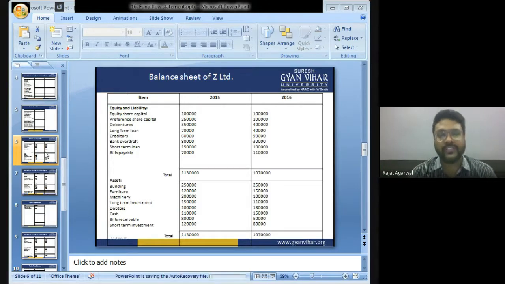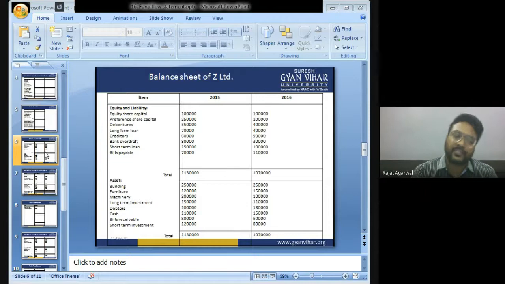Long-term loan was 70,000 in 2015 and only 40,000 in 2016. So has long-term loan increased or decreased? It is decreased. It means we have repaid. If we repay the long-term loan, it is an application of fund. We will not consider it here. Creditor, bank overdraft, short-term loan, bills payable: all these are current liability, will not be considered.